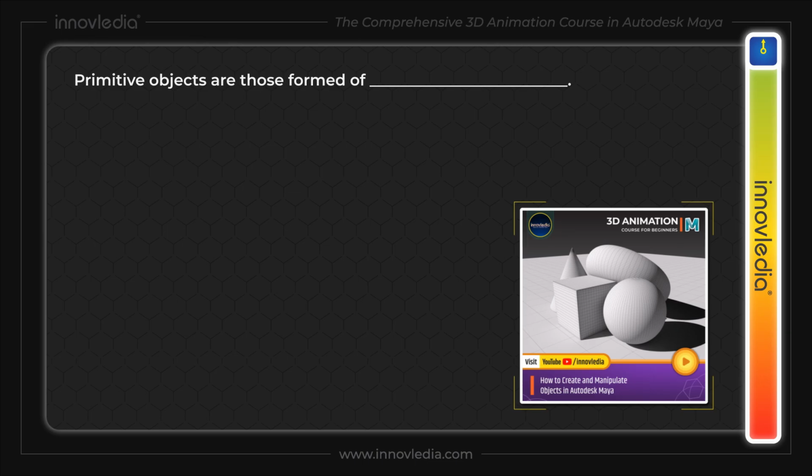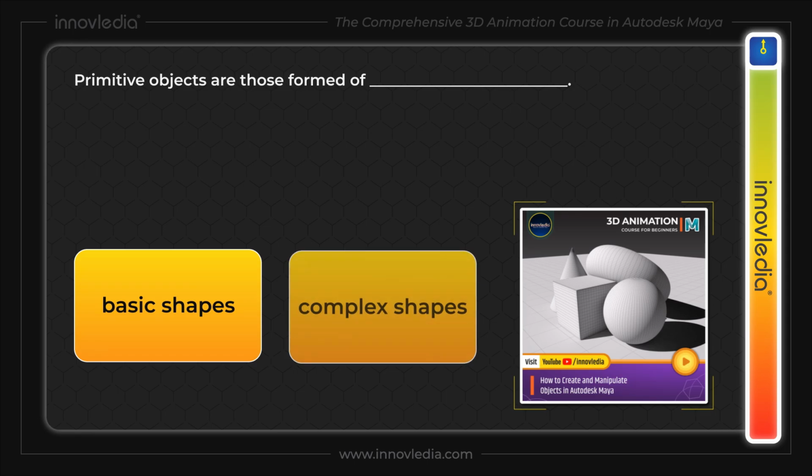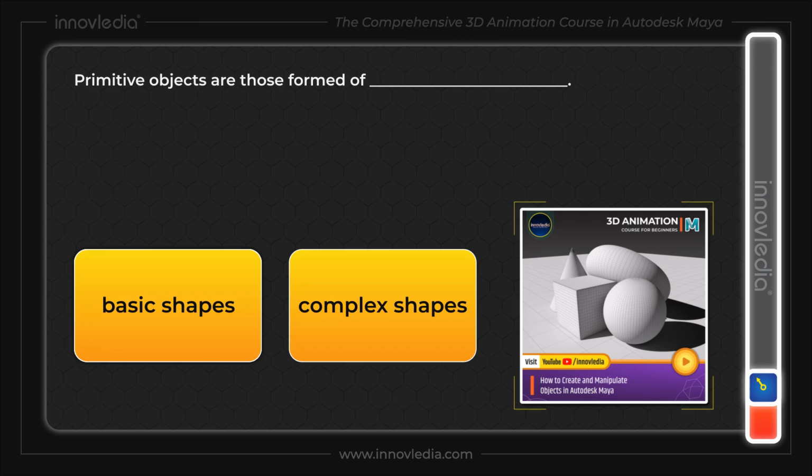Primitive objects are those formed of dash. The options are basic shapes, complex shapes. Your time starts now. And the correct answer is basic shapes.